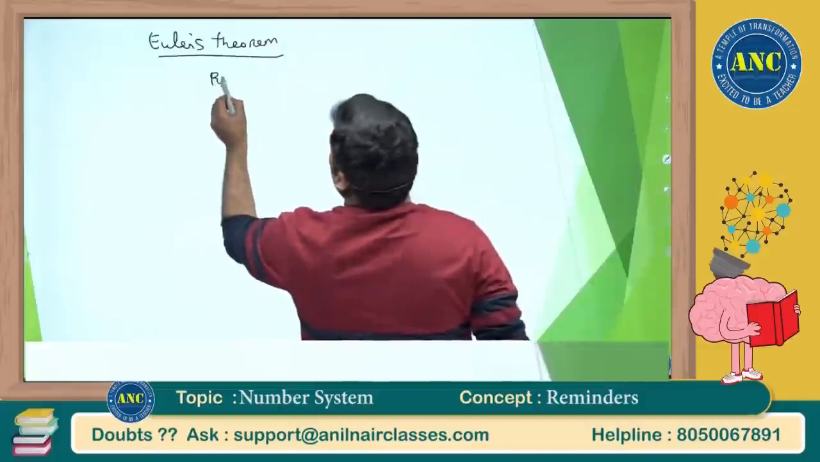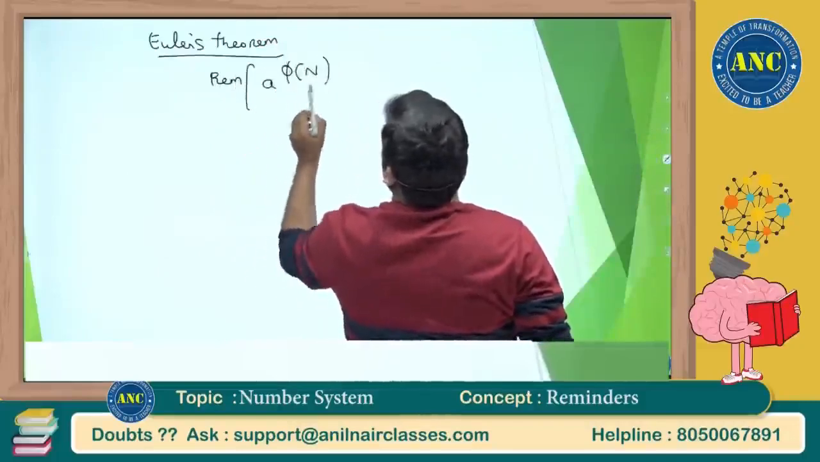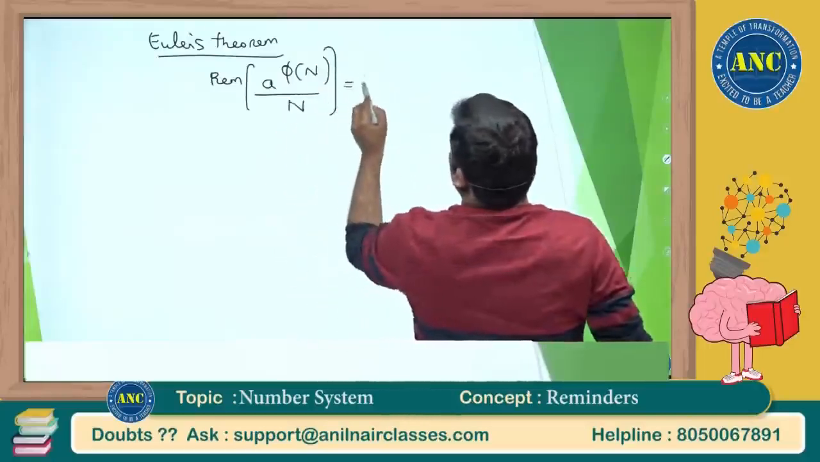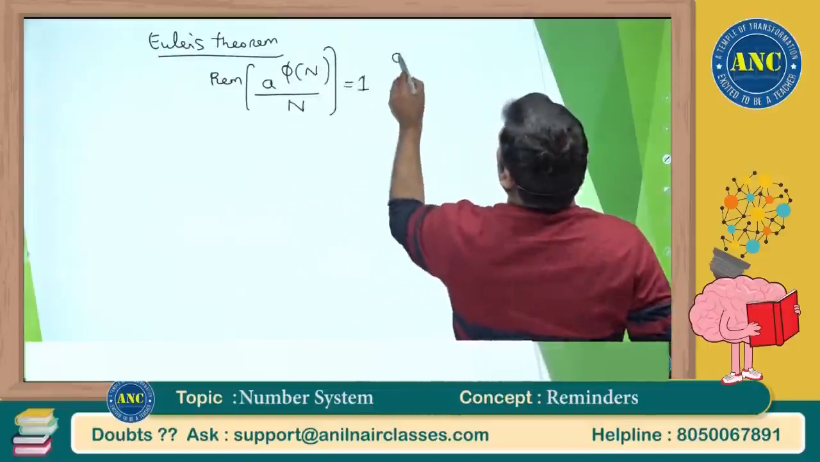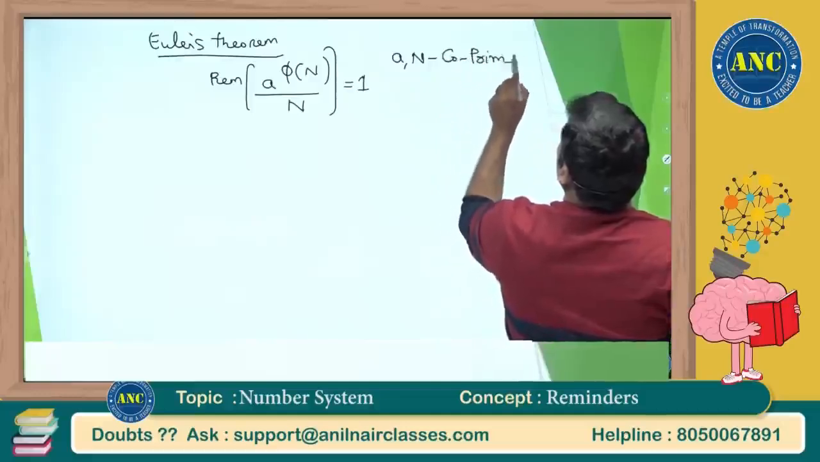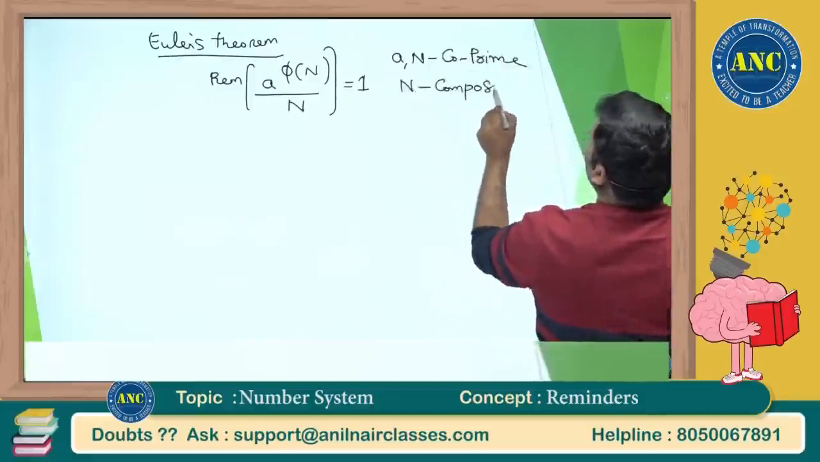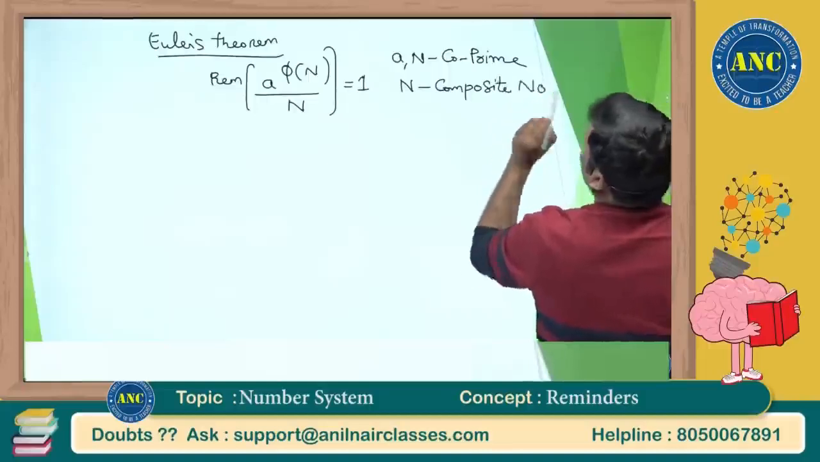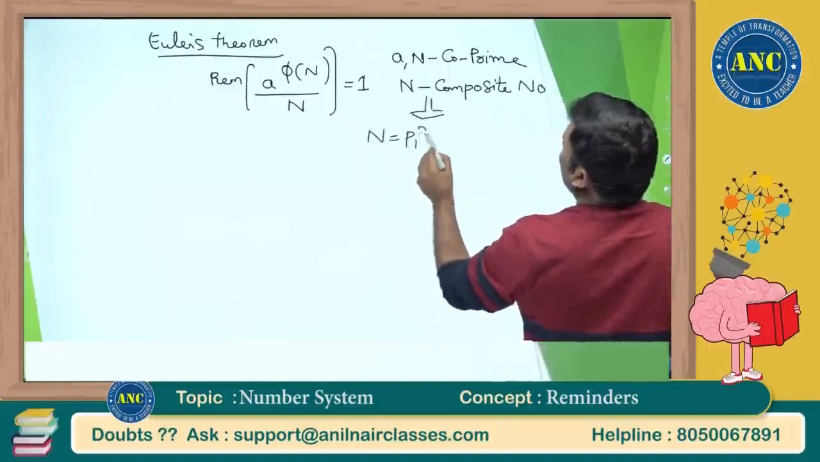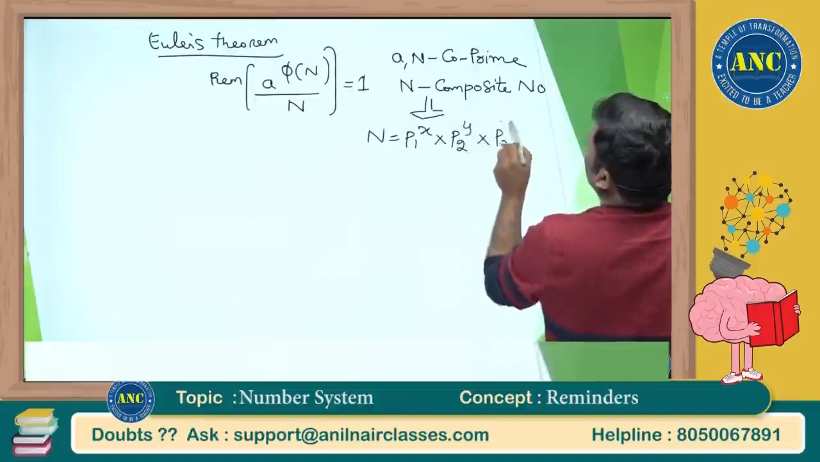What is Euler's theorem? Euler's theorem is used to find the remainder when you divide a number by a composite number. a power phi of n divided by n gives remainder 1, where a and n are co-prime to each other, and the denominator is a composite number. Any composite number can be written as a product of powers of primes: P1 power x, P2 power y, P3 power z.